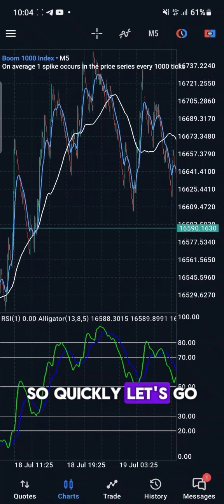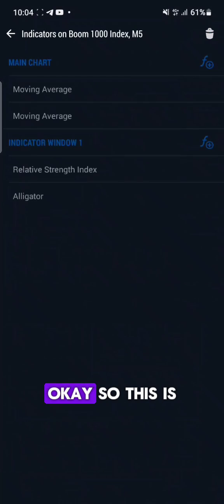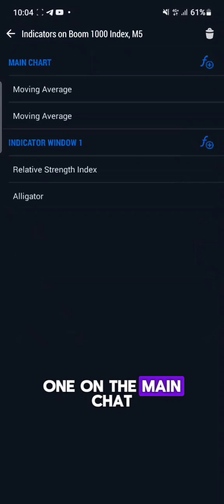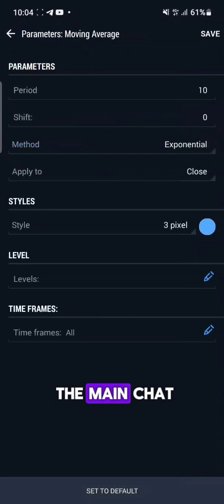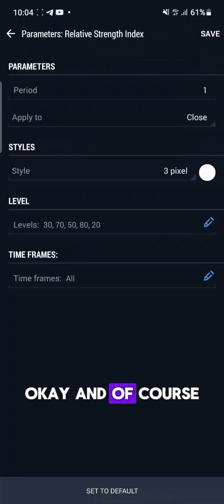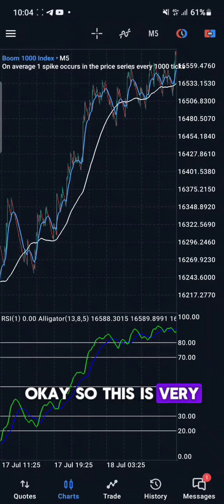So quickly, let's go straight into what we have right here. First of all, let me show you the setup. Okay, so this is the setup. It is very simple. This is the first one on the main chart. The second one on the main chart, you can take a screenshot and have it done on your account. And of course, this is the first one on the window indicator, and this is the second one on the window indicator. This is very important.